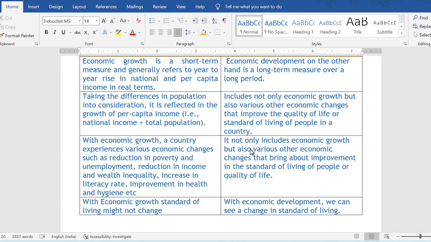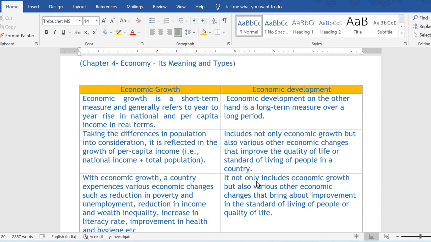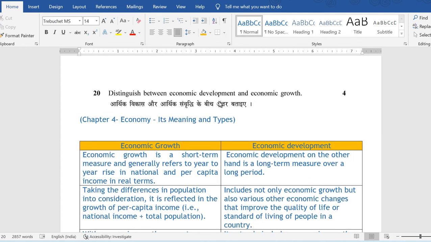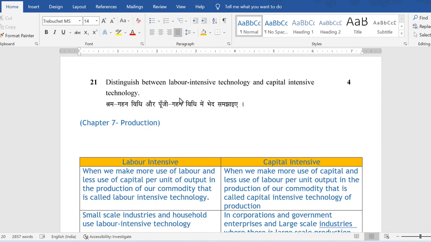Economic development not only includes economic growth but also various economic changes that bring about the improvement in the standard of living of the people and also the quality of life. With economic growth, the standard of living might not change, whereas with economic development, the standard of living will change. These were the differences between economic development and economic growth. For all the distinguish between or difference between questions, it is a good idea to write the differences in the form of a table.